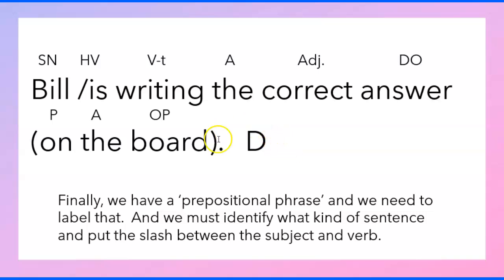And so then we know that this is declarative. It just ends with a plain old period. We put a slash between Bill and is writing. And then you can fill out the little blank. And that's going to be subject, noun, VT, DO. And then you're going to have pattern 2, check, check at the bottom.